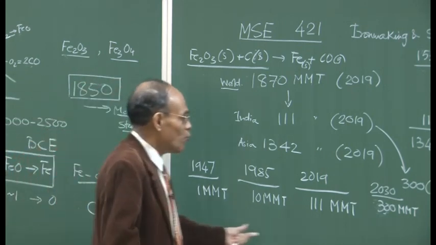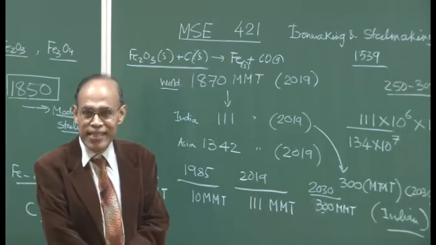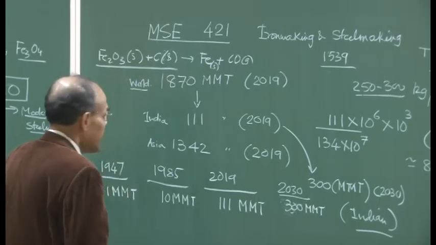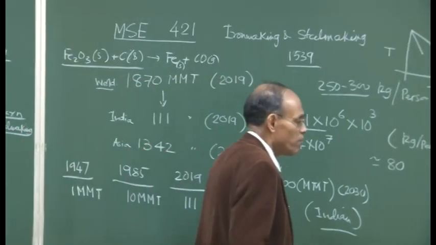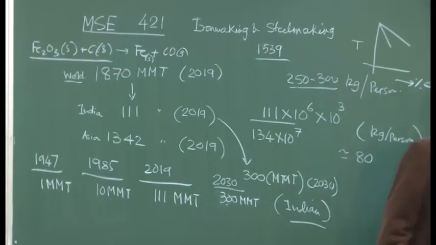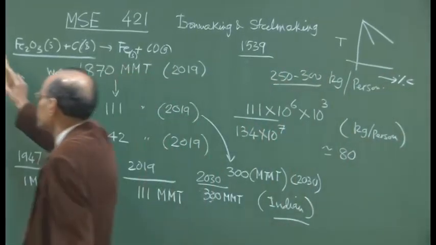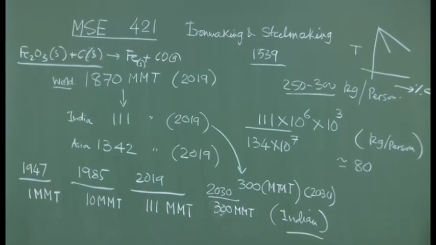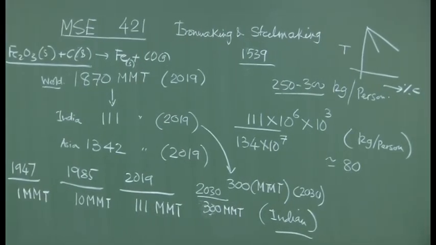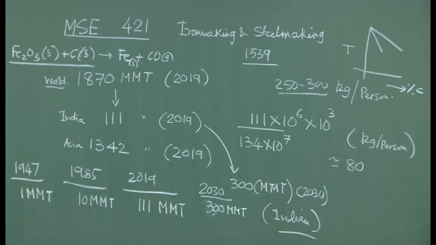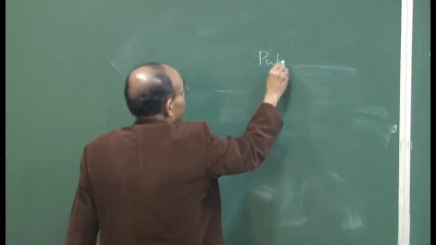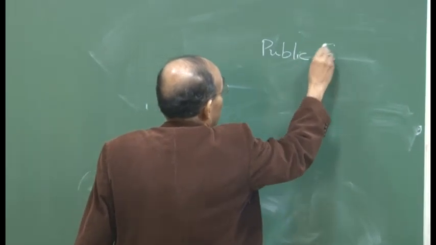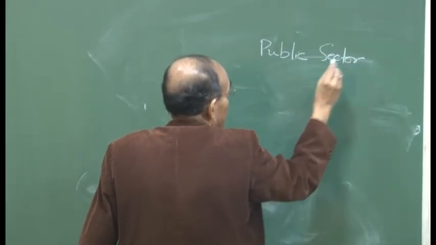And today, of course, we have many large players in the steel industry. In India, steel is produced in both the public sector and the private sector. Hindustan Steel Limited is now renamed as the Steel Authority of India Limited. So we have the public sector and private sector both contributing to steel production in the country.